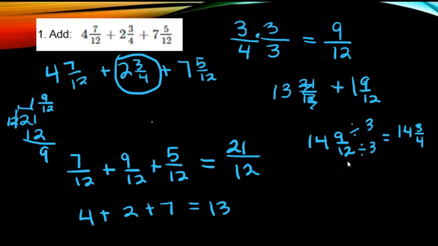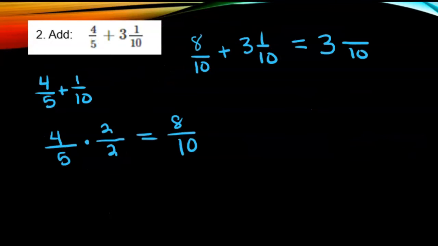Now I know that 9/12 can be reduced by taking a 3 out of each, the numerator and the denominator, and our final answer is 14 3/4. Remember, your answer needs to be in simplest form.